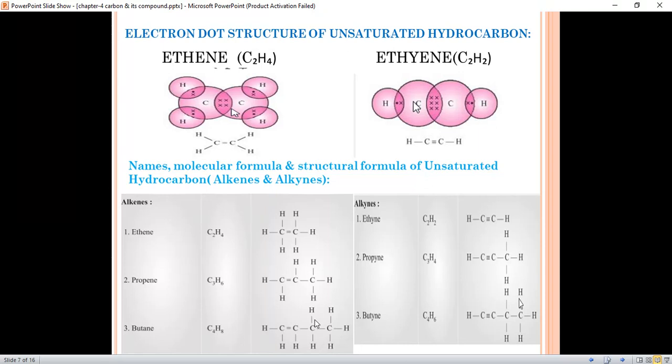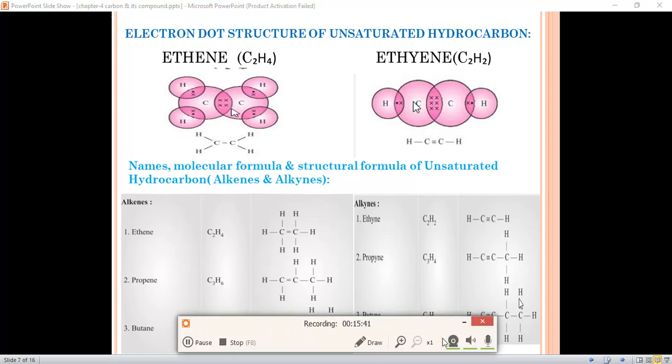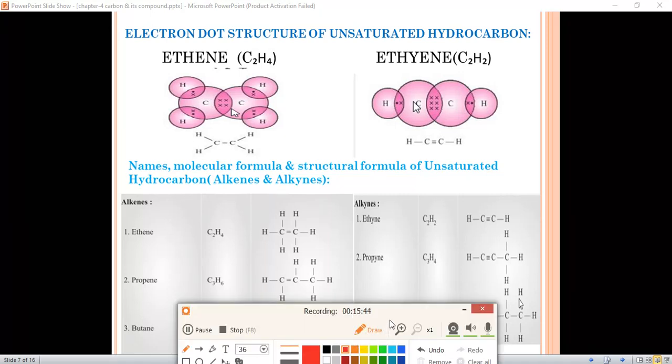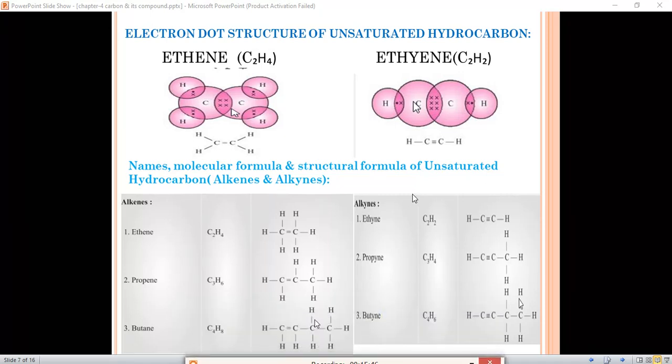Now we'll see the electron dot structure of unsaturated hydrocarbons, alkenes and alkynes. Unsaturated hydrocarbon means they contain double or triple bonds. First we'll have a look at ethene. It is a member of which hydrocarbon? Alkene. The formula of ethene is C2H4. In this, 2 carbon atoms and 4 hydrogen atoms are present. They are sharing their electrons. Both the carbons are sharing 2 pairs of electrons. If they are sharing 2 pairs of electrons, a double bond is present between the carbon-carbon atoms. So this is a member of the alkene series.